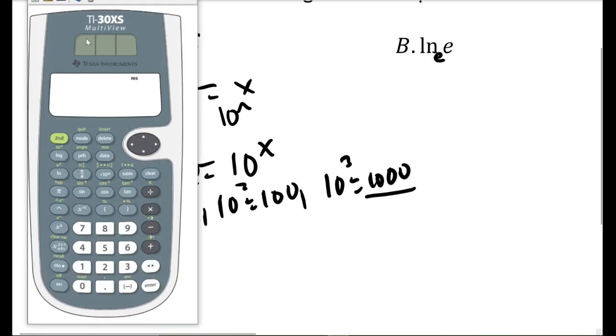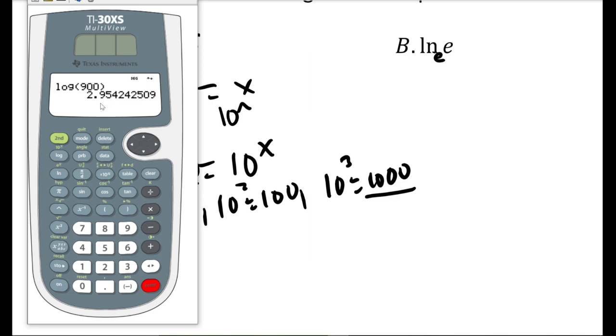So this is the TI-30XS MultiView, very similar to the scientific calculators that you'll use in the class. In order to use the log on here, there's a log key dedicated to that right here. It's the second key on the first column. So we got log, and then we literally type in 900. We're doing the log of 900. Close parentheses and then enter. Very simple.